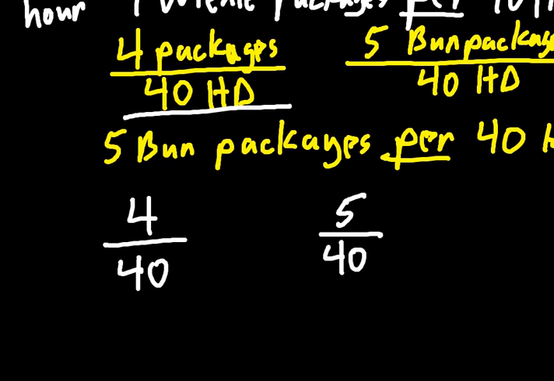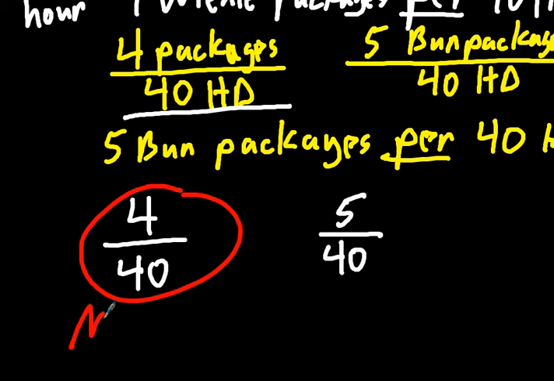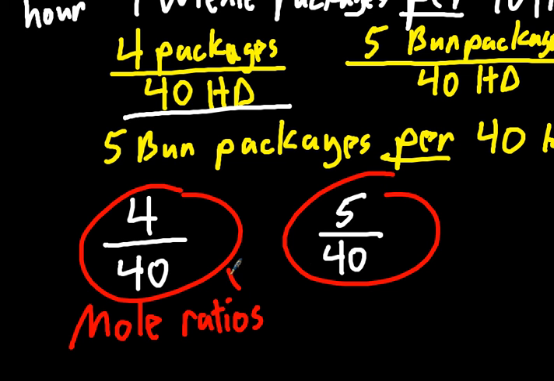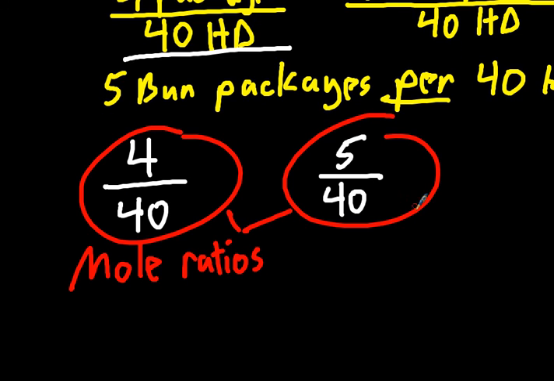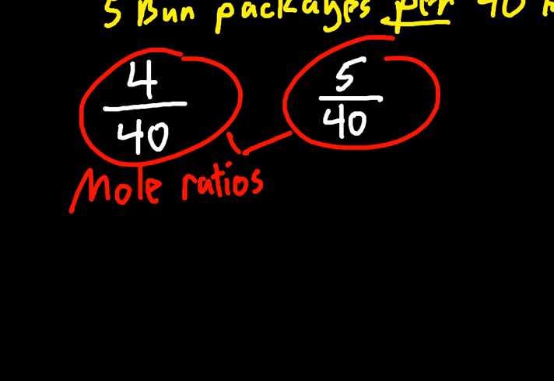So these are called our mole ratios. So these fractions that we have, 4 over 40 and 5 over 40, they're called mole ratios. And mole ratios are extremely important and useful when we're trying to find out quantities that will react in a chemical reaction. Very important in industry and just in chemistry in general.